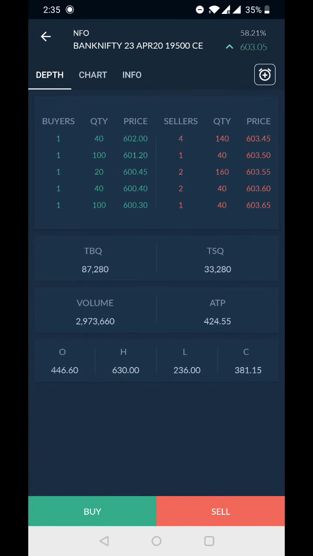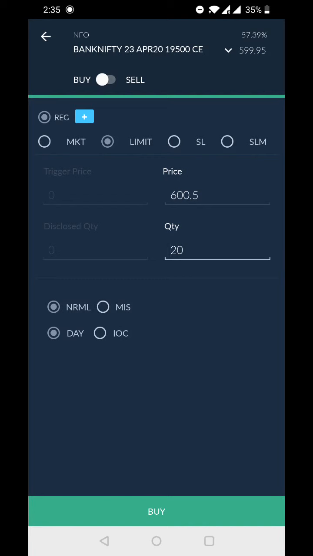Coming back to this, there are two options on the bottom, buy and sell. If you click on buy, it shows, as I explained yesterday, BO, CO, AMO, market, limit, stop loss, MIS, and day trade, and it's cash or day trade, normal. Okay, and then buy or sell.